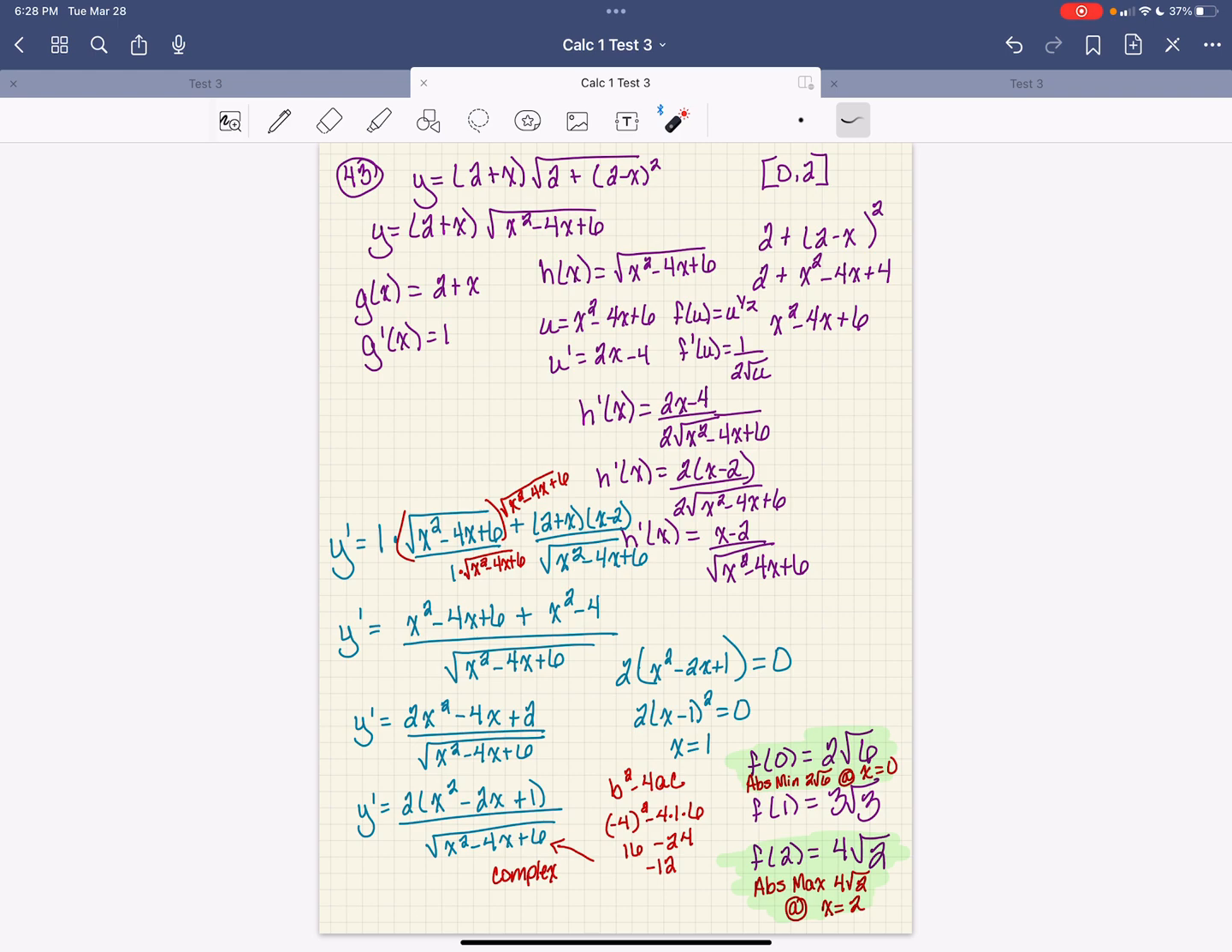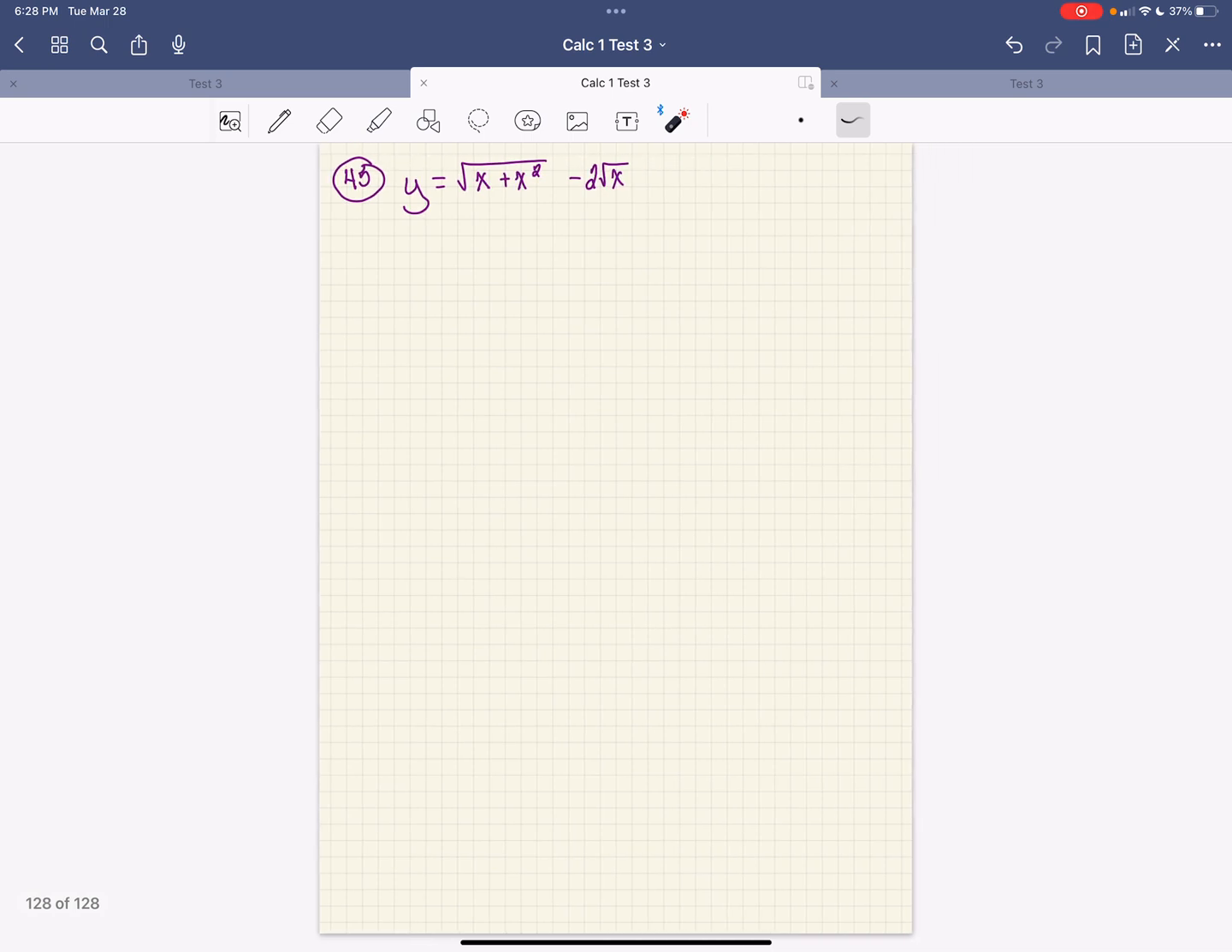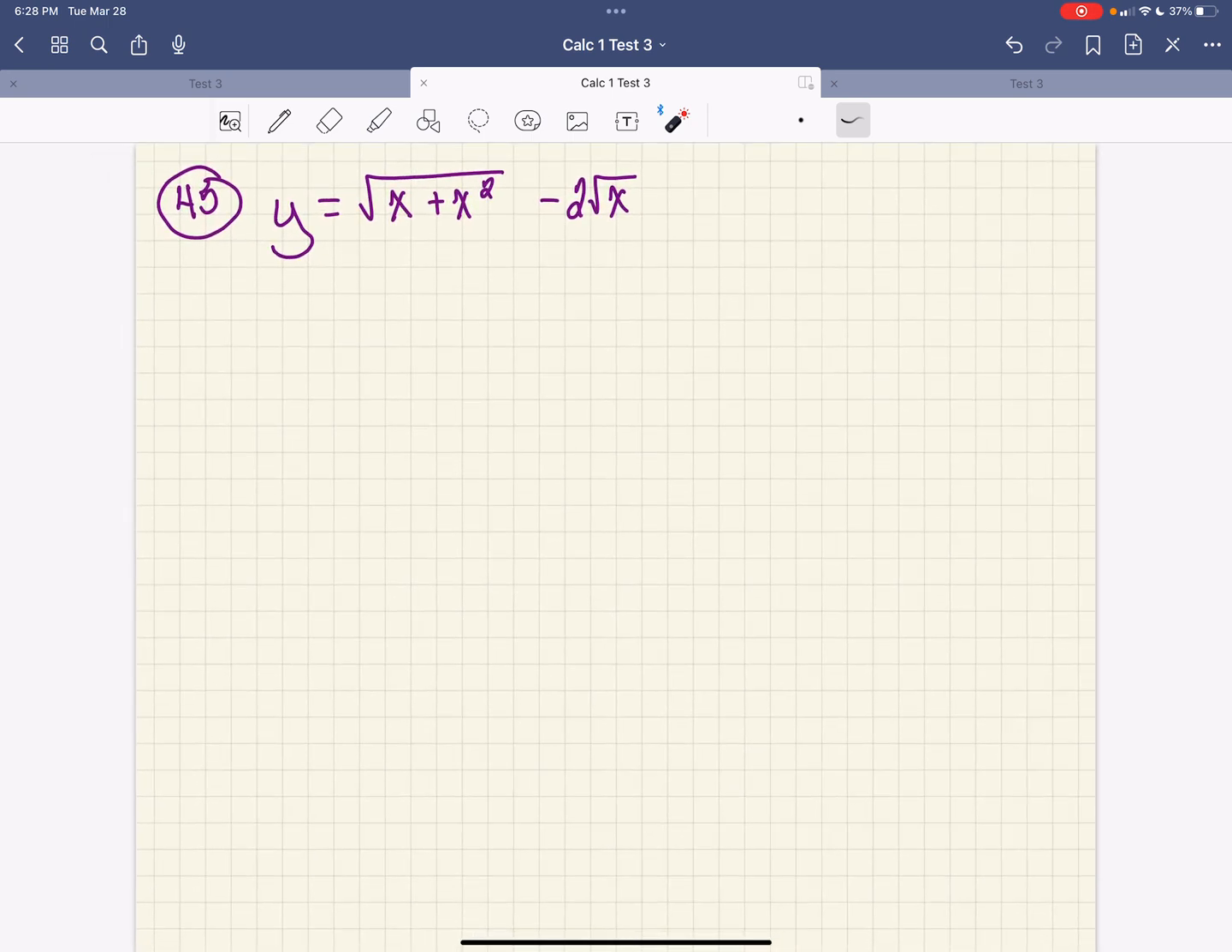Okay, now the next one I'm going to do is number 45. Number 45 is asking for something very similar, our absolute max and absolute min. And the interval we are talking about here is 0 to 4. Okay, so the first thing that we have to do is find our derivative. And this one's not too bad to find our derivative.